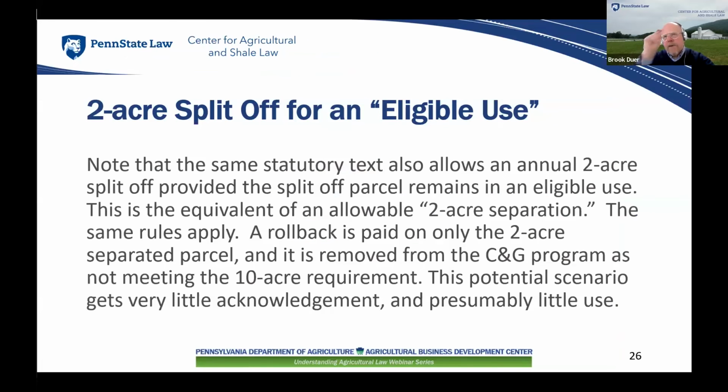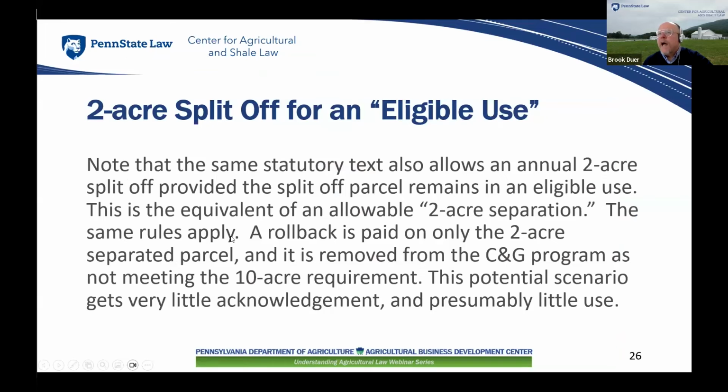Now, here's the other split off exception, which is the 2 acre split off for an eligible use. This was the other thing I was talking about, which is kind of buried in the law. It doesn't get a lot of attention. Note that this same statutory text allows an annual 2 acre split off, provided that the split off parcels remain in an eligible use. This is the equivalent of an allowable 2 acre separation. Okay, so it's meeting all the terms, it's just not 10 acres.